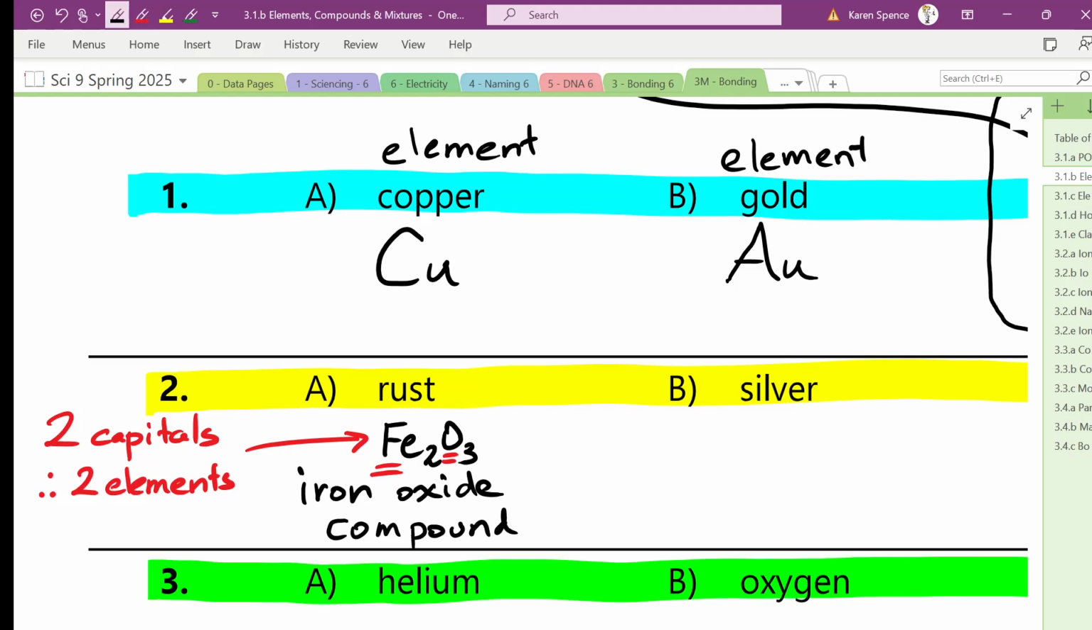Silver. Symbol for silver is, anyone know? Ag, yes. Element or compound? Element. Okay.